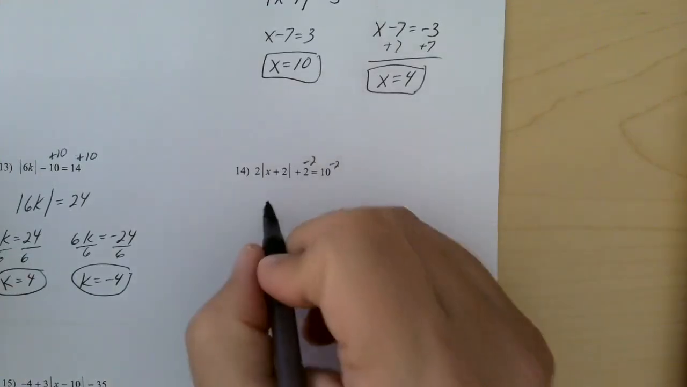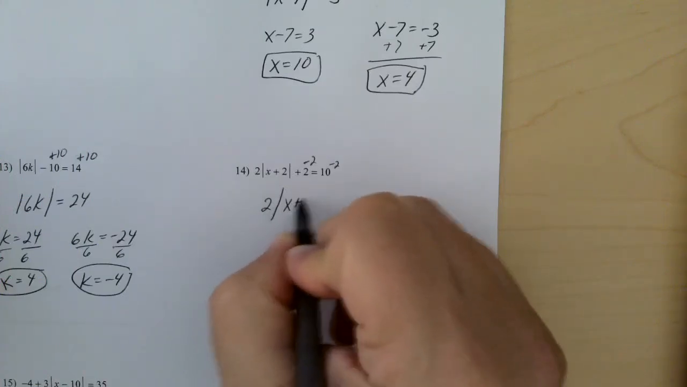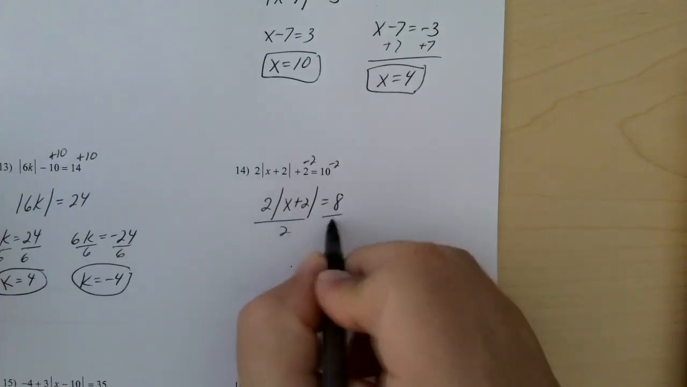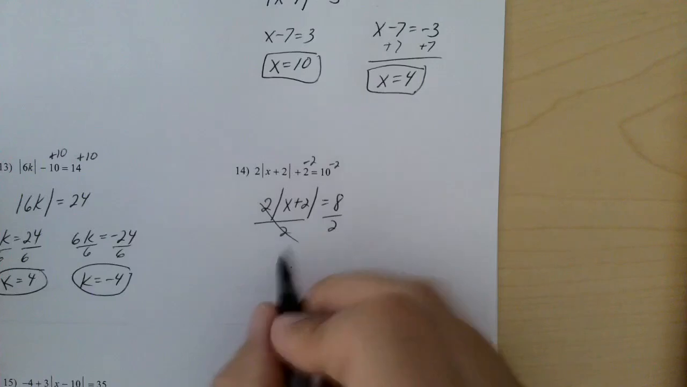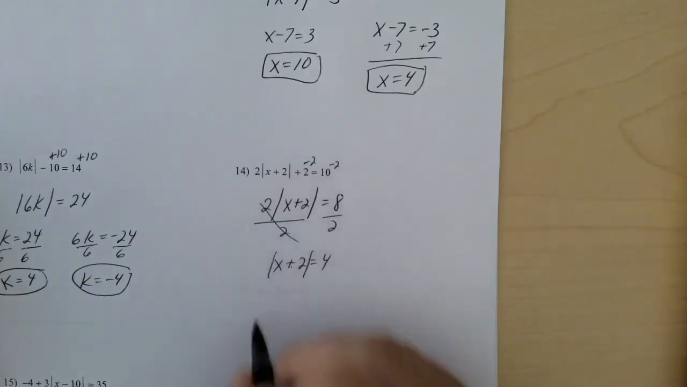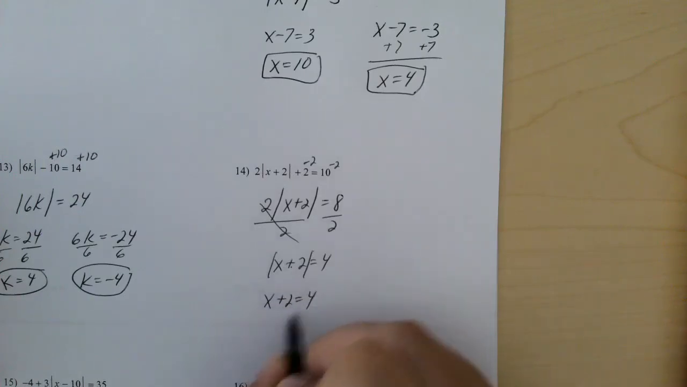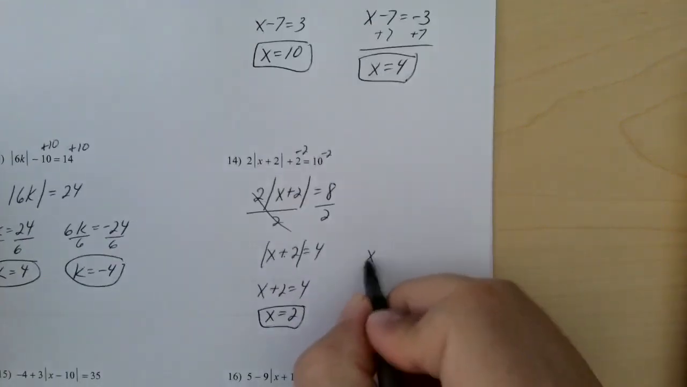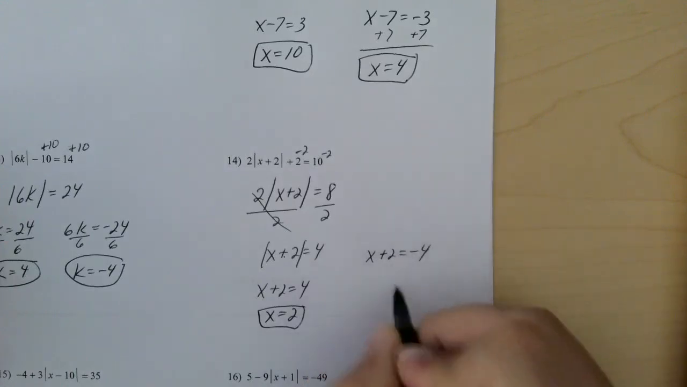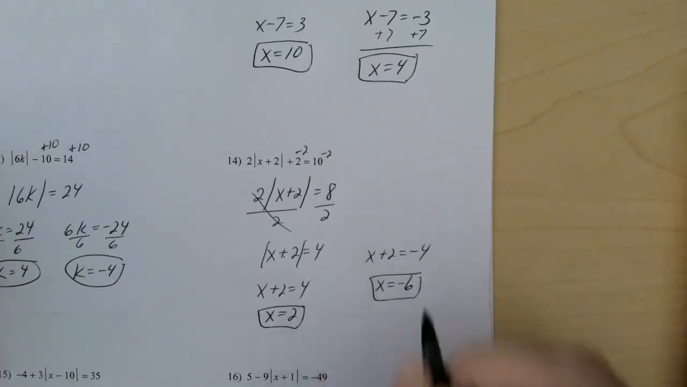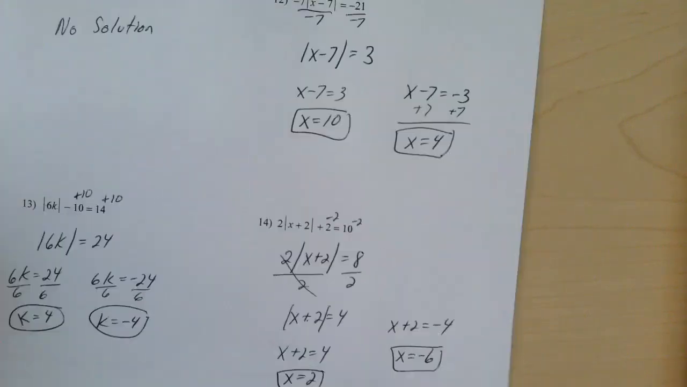So I'm going to subtract 2 first. So I still have that 2 out front, but it's equal to 8. I can't distribute this 2, so I'm just going to divide by 2. And now I have a relatively easy absolute value. I take what's inside, set it equal to 4, subtract 2, and get a 2. And then I'm going to take what's inside, set it equal to negative 4. When I subtract the 2 from negative 4, I get negative 6. Okay, so 2 and negative 6 are the solutions.